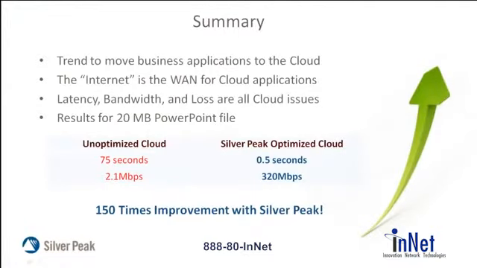One of the biggest challenges to cloud adoption is the fact that the raw internet is not as reliable a network as an enterprise's WAN. Latency and loss and varying bandwidth can dramatically affect end-user performance. We have shown in this short video that having Silver Peak deployed within the cloud infrastructure can dramatically increase cloud performance and end-user experience.